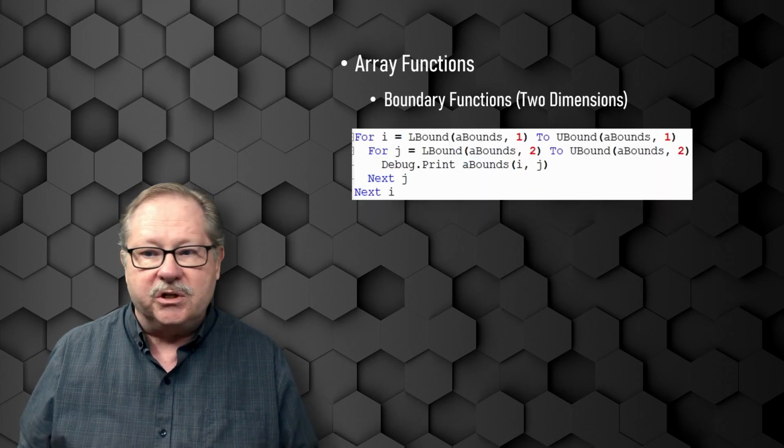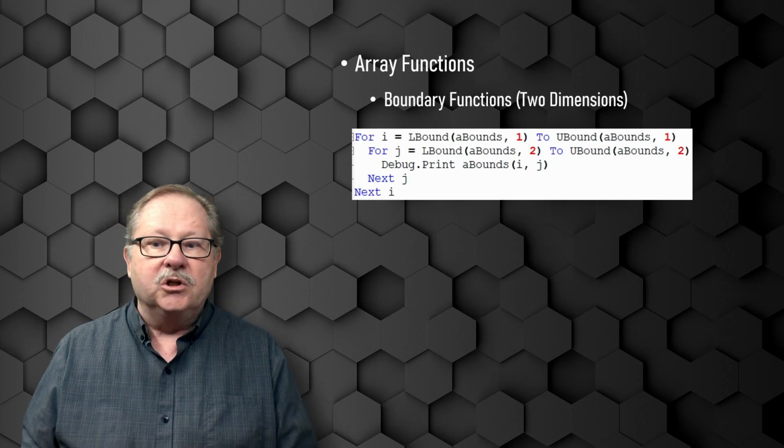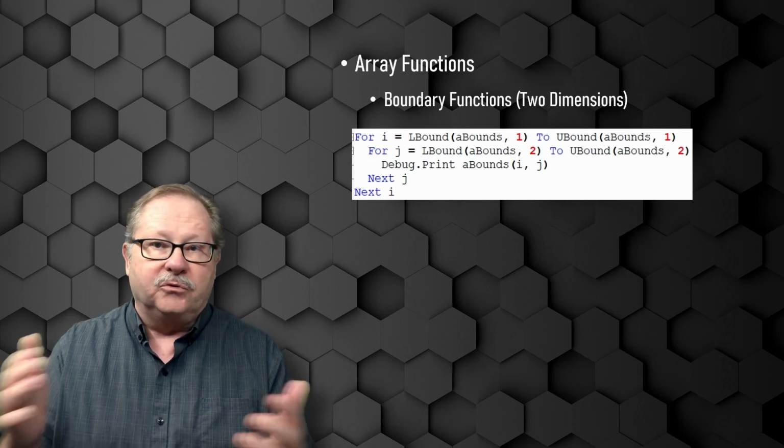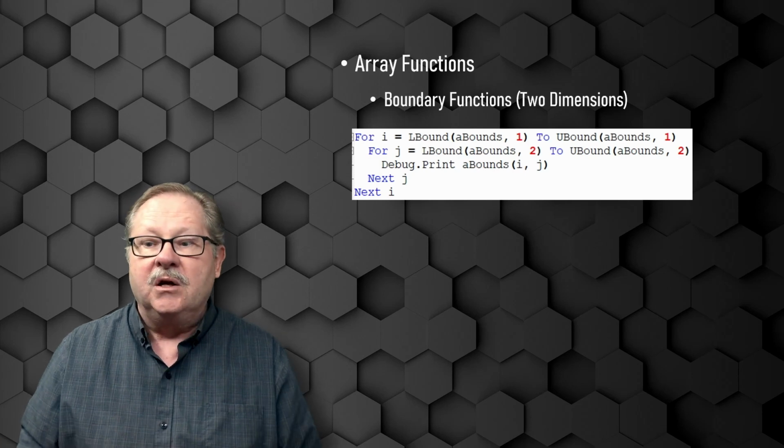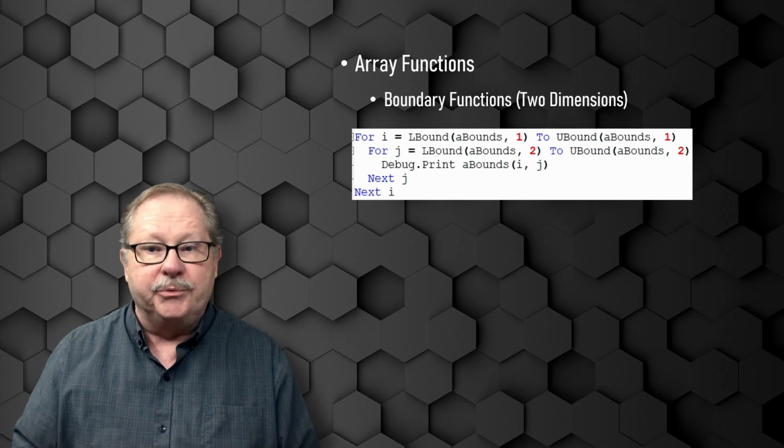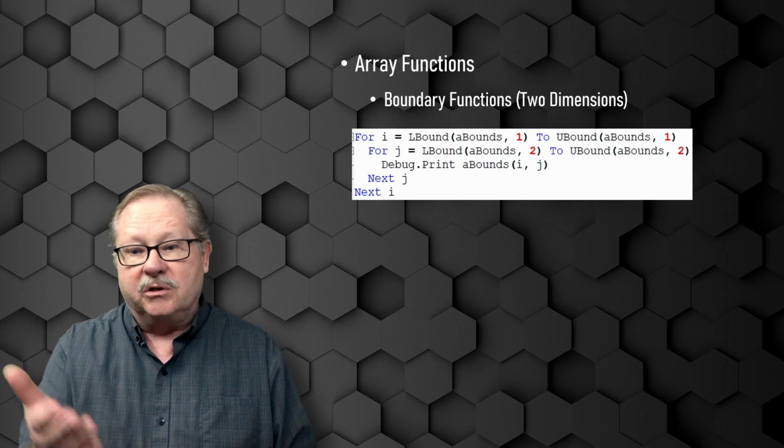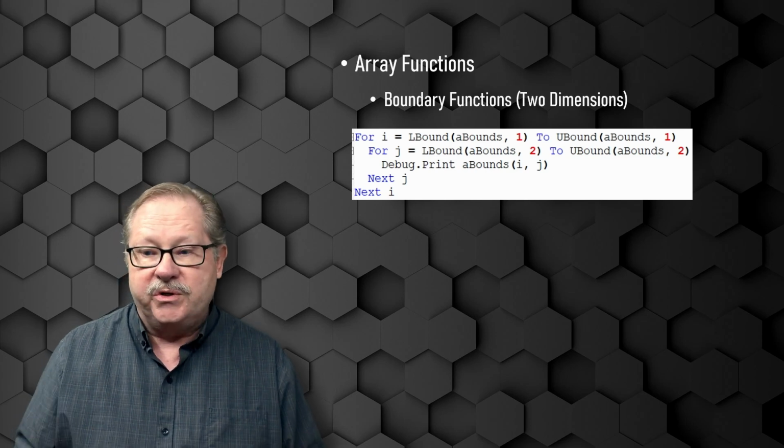If I have a 2-dimensional array, I can look at the lower bound and upper bound for one side of it or the other side of it, or both, and we can loop through both sides of the 2-dimensional array like you see on the screen here, okay?